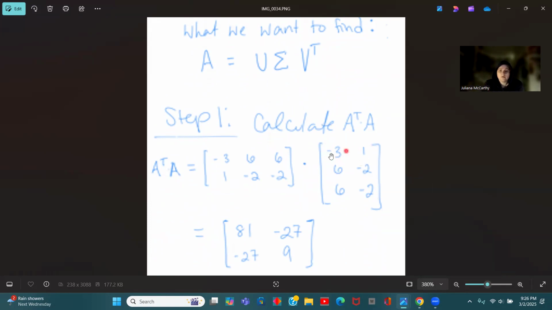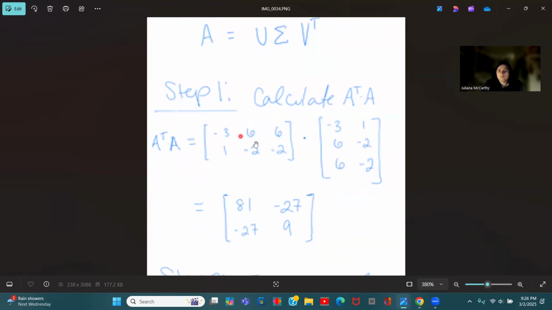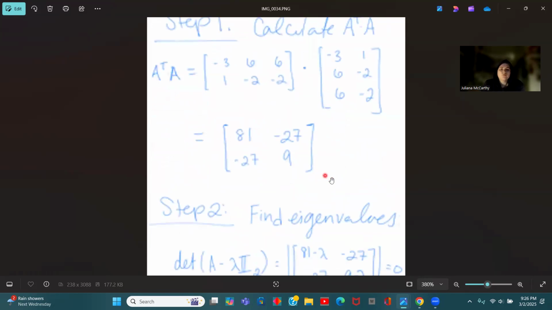So this is A that we were given, this is A transpose, -3, 1. Take that row, make it the first column, take the second row, make it the second column, third row is the third column. And then when we multiply these, this is what we get: 81, -27, -27, and 9. Now we can actually use it.